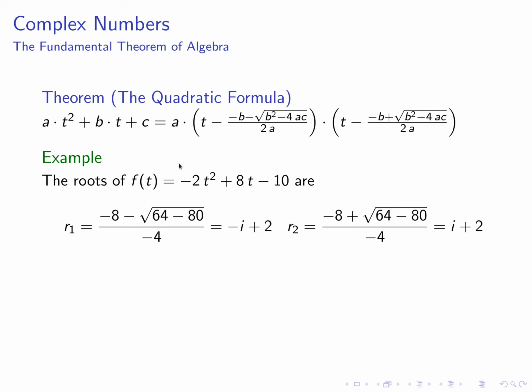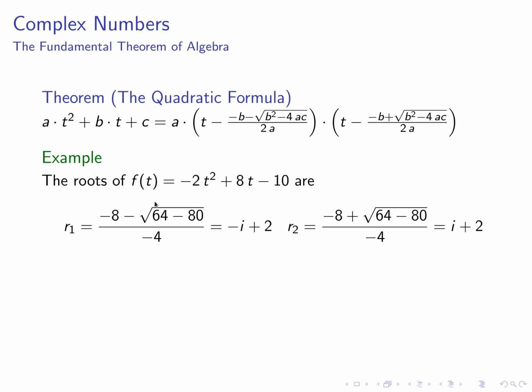So for example, here we have the polynomial f of t equals negative 2 times t squared plus 8 times t minus 10. We can calculate the 2 roots of this quadratic polynomial by using the quadratic formula. The coefficient of t is 8, so in both of the roots, our numerator starts with negative 8.